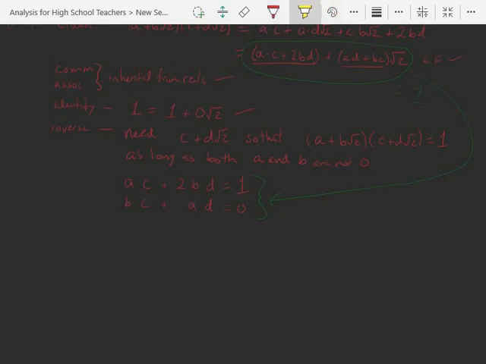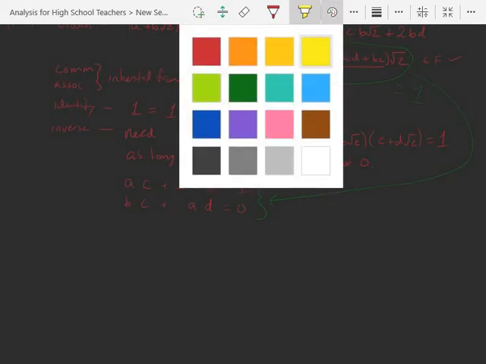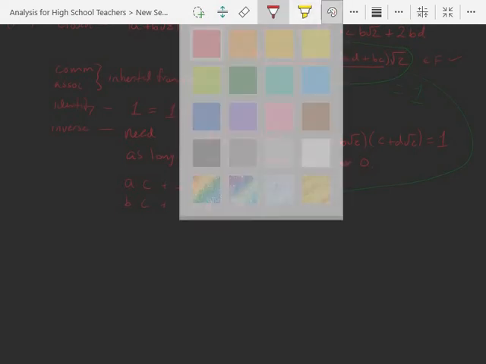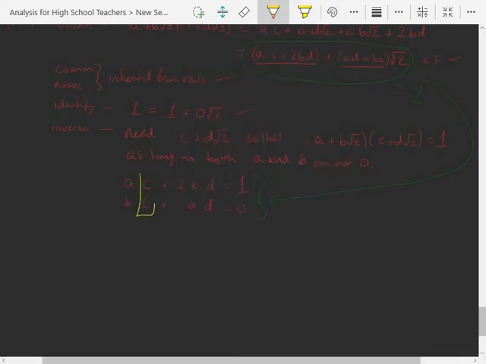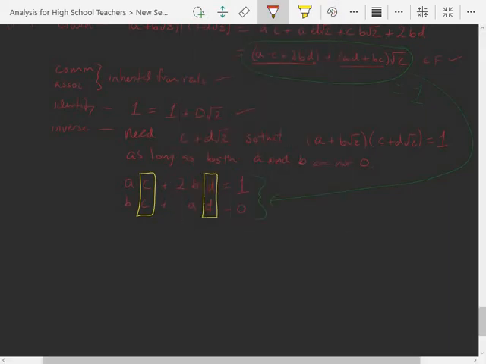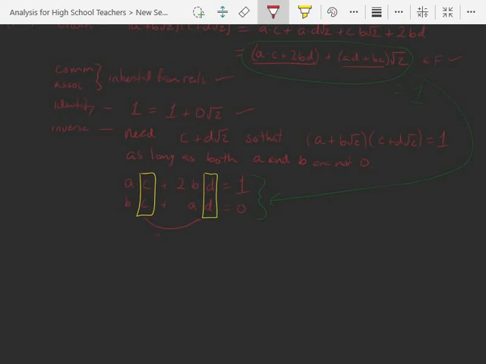Okay, so I've got a system of two unknowns. My unknowns are c and d. Because I'm given an a and b, I need to find the inverse for a plus b square roots of 2. I need to figure out what c and d are. Okay, so these are my unknowns. We can solve systems of 2 unknowns and 2 equations. So let's try and do that.